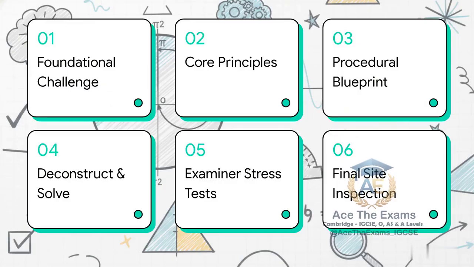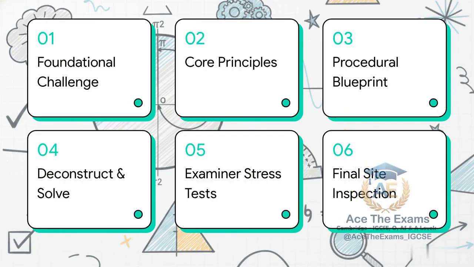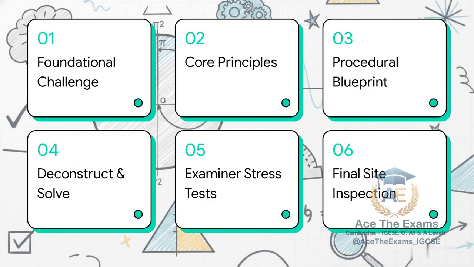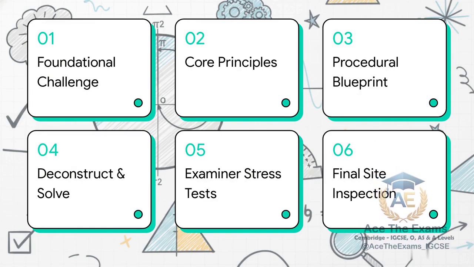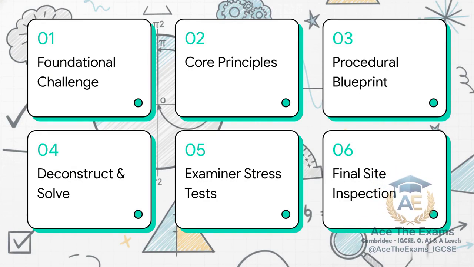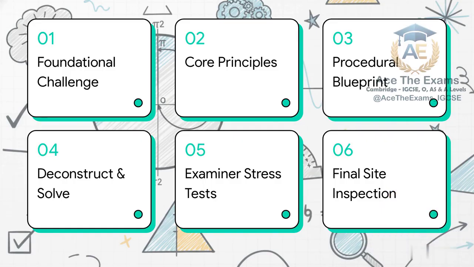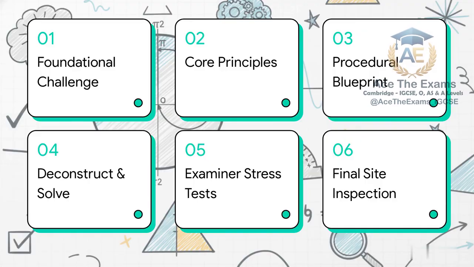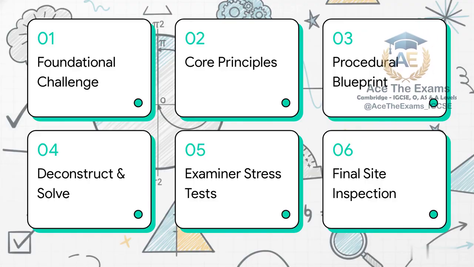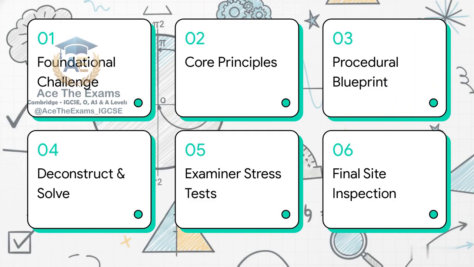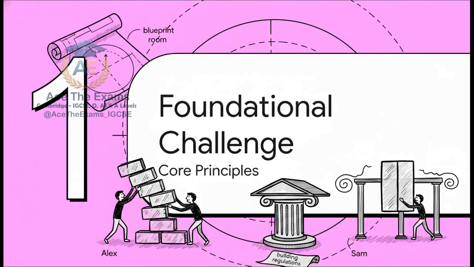Before we start pouring the concrete on these equations, let's look at the master blueprint for today's structural exam workshop. We're moving through 6 zones. 1. The foundational challenge. 2. Laying core mathematical principles. 3. The procedural blueprint. 4. Deconstruct, solve, and evaluate. 5. Examiner stress tests. And finally, 6. The final site inspection.